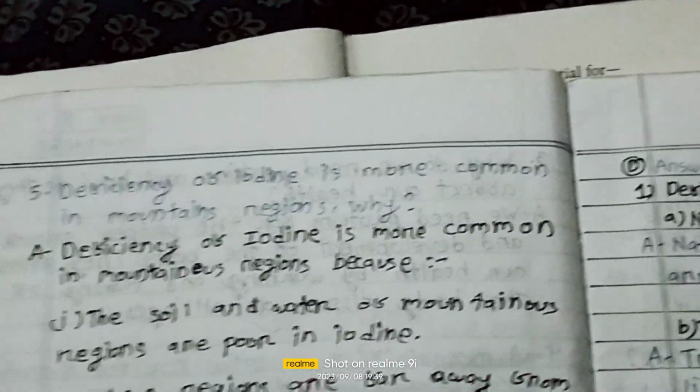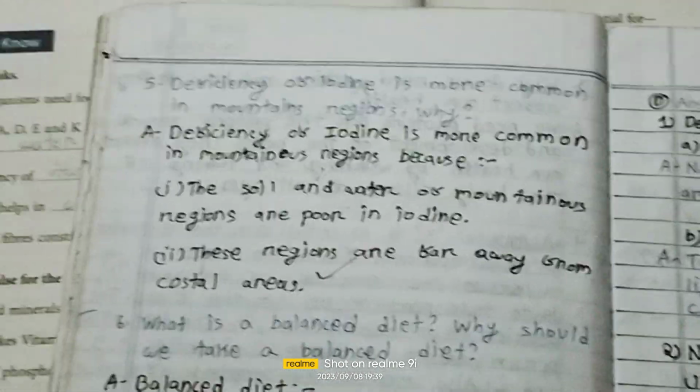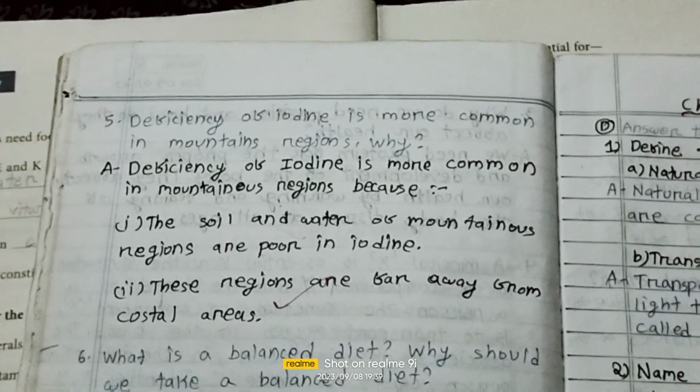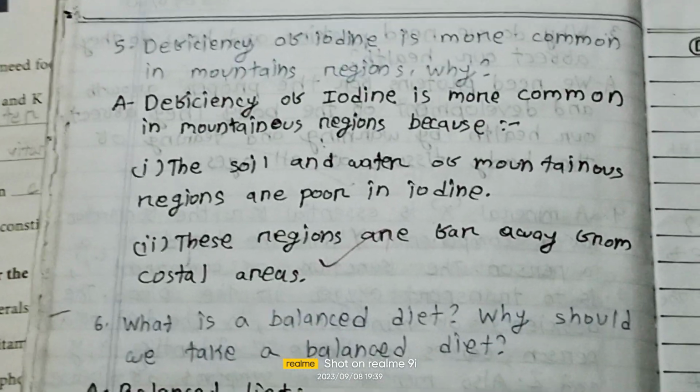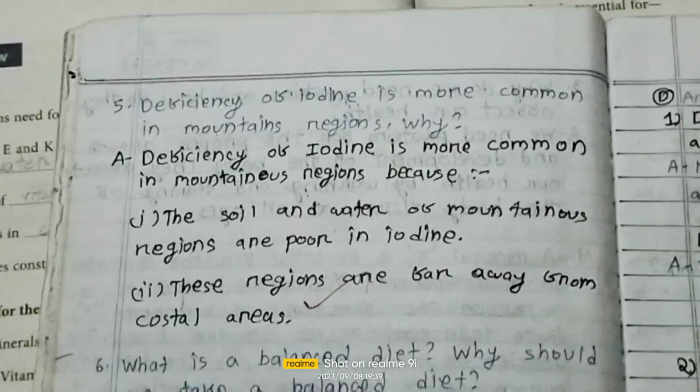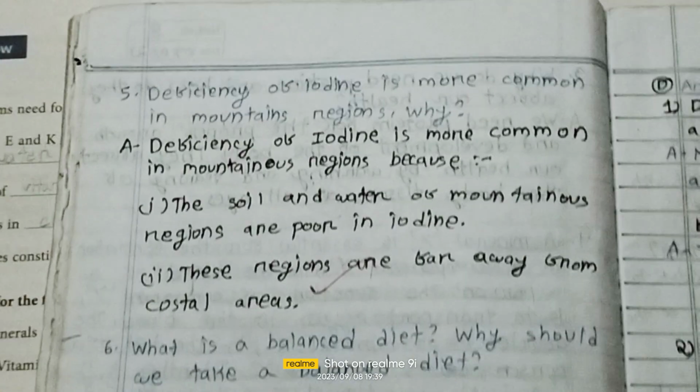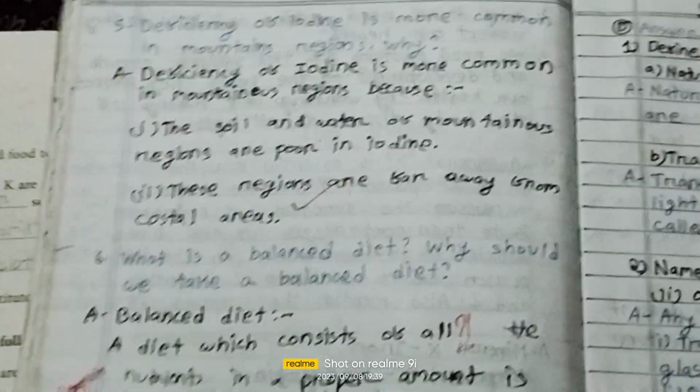Deficiency of iodine is more common in mountainous regions. Why? Deficiency of iodine is more common in mountainous regions because the soil and water of mountainous regions are poor in iodine. These regions are far away from coastal areas.